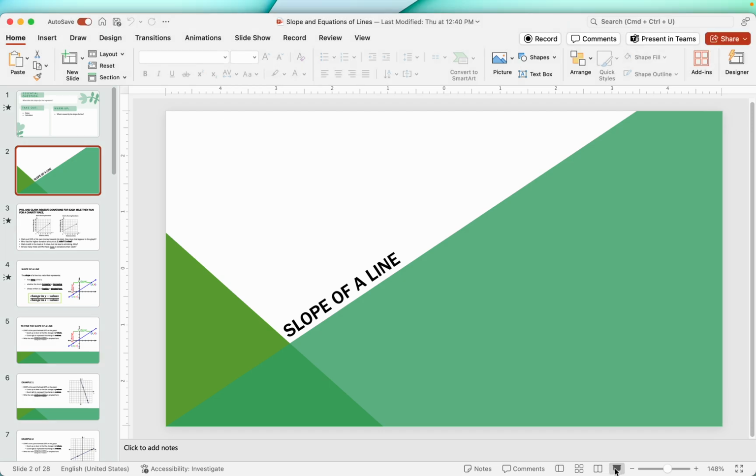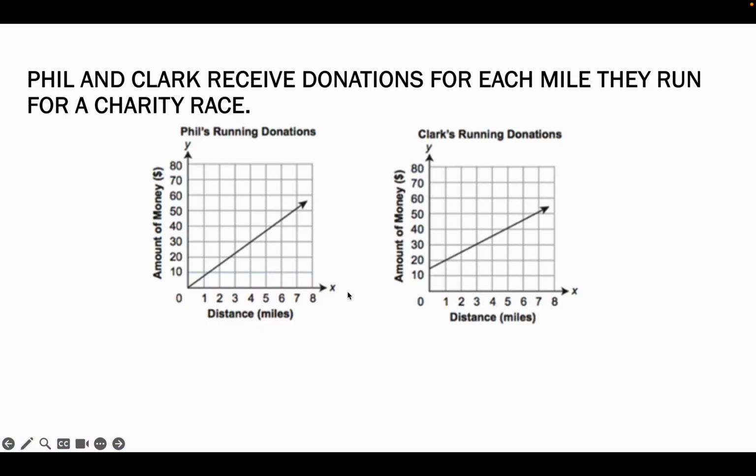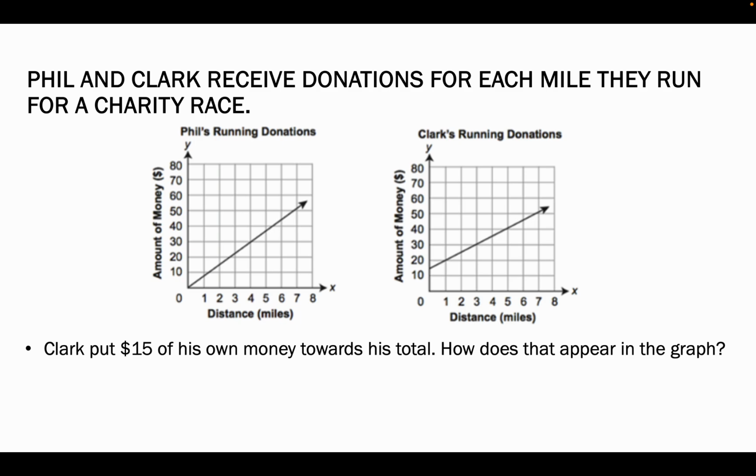And this video is for the slope of a line lesson. After completing the Desmos activity, you should have some familiarity with what is meant by the slope of a line. The slope of a line tells us a few things about the line. It tells us the steepness and in which direction the line is going.